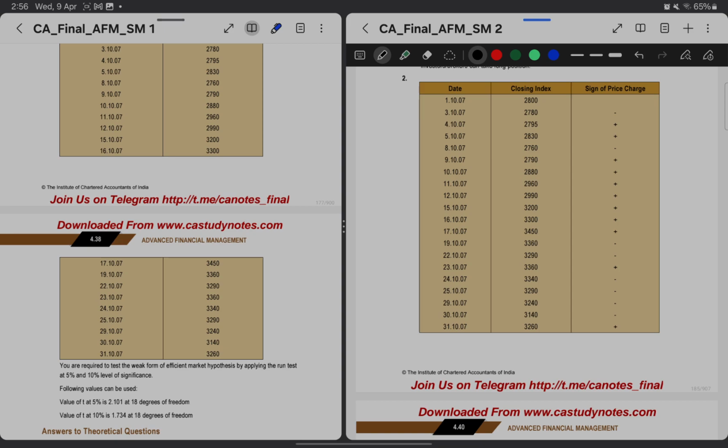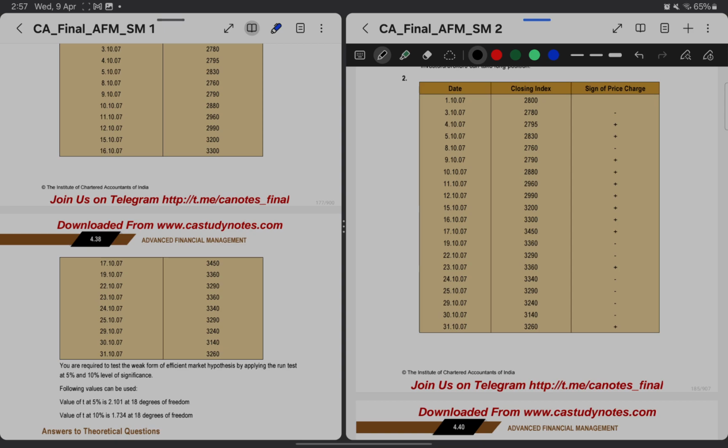The value of t they've given is 2.101 at 18 degrees of freedom, which is how much the graph is expanded. That's what this degree of freedom is. Okay, now going to the question. Since we need to find the randomness of this stock, this run test signifies the price changes and the sign changes, like whether the price increases or decreases.